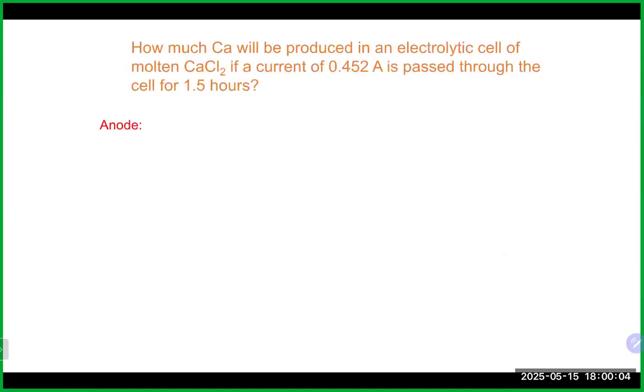We want to know how much calcium will be produced in an electrolysis cell of molten calcium chloride if a current of 0.452 amperes is passed through the cell for 1.5 hours. Again, the first thing you want to think about is what is happening here. You do have to remember that we're actually starting with the calcium chloride in this case, and we're going to take this to its basic elements. That's going to be some chlorine gas here and a little bit of calcium.